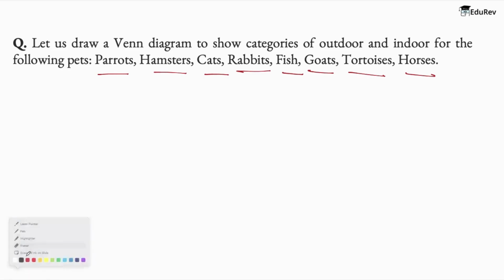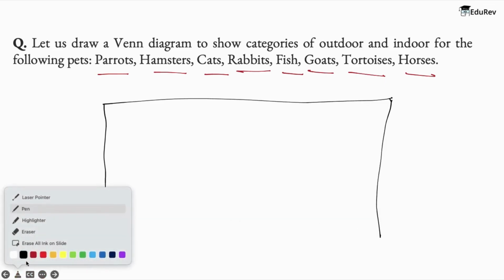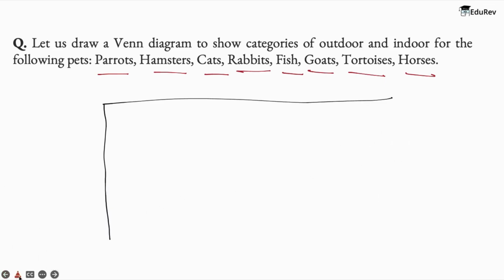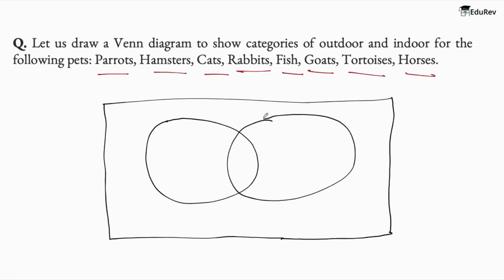So now the first task is to draw your universal set. So I'm just going to draw my universal set. I'm sorry. Just erase it. So yeah, this is kind of okay. So this is like my universal set, and we have the indoor ones and the outdoor ones. So this is my universal set. This is indoor animals. These are your outdoor animals. So outdoor and indoor set.